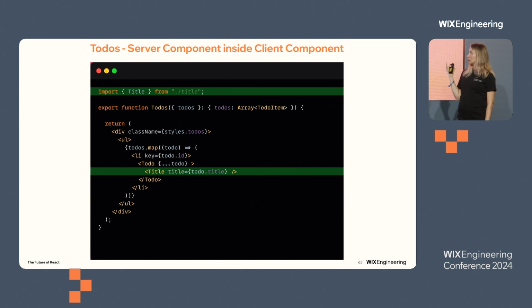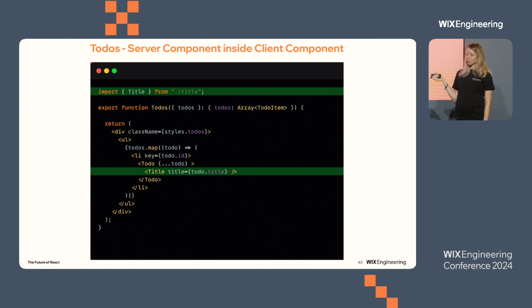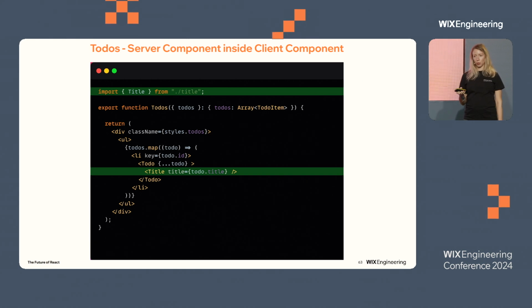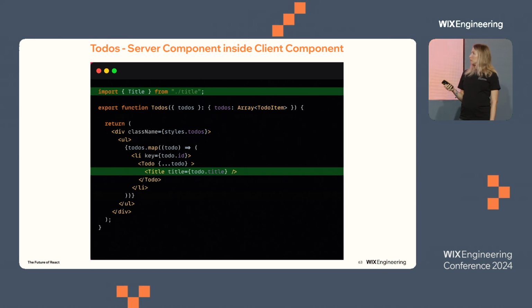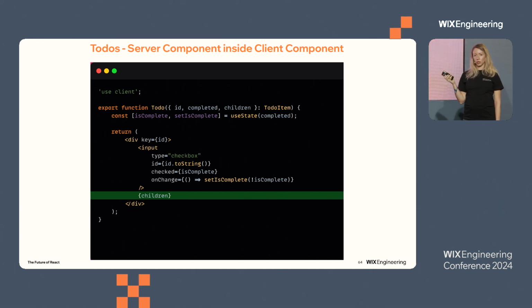So here we see the solution. The title component is created in the parent server component and passed to the to-do component as a child. Passing it as a child is the common way to do that, but we could also pass it as a different kind of prop. And this is the to-do component. We place the children prop within the component structure.